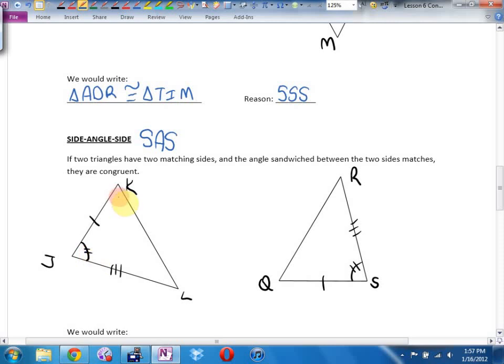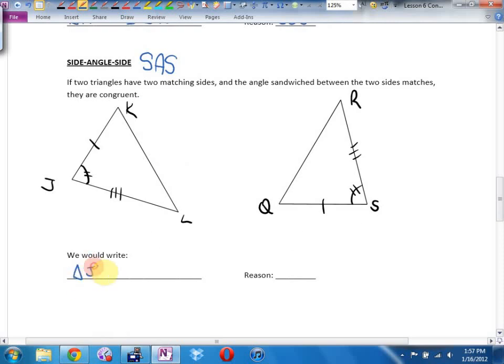We would write this. Triangle JKL is congruent to triangle... Now, the trick is, look at the hash marks. So K is on a single hash mark and a blank side, right? Oh, it's got to be Q. I use the hash mark. Sometimes I can just eyeball it, but often I look at the little hash marks and the symbols, Q and then R. Reason: side, angle, side.